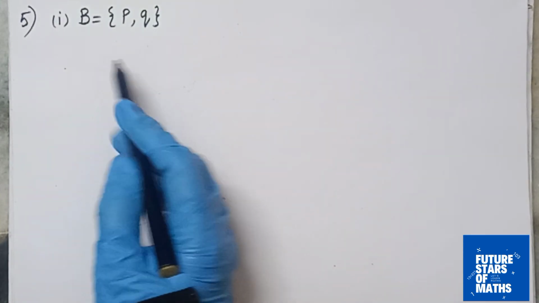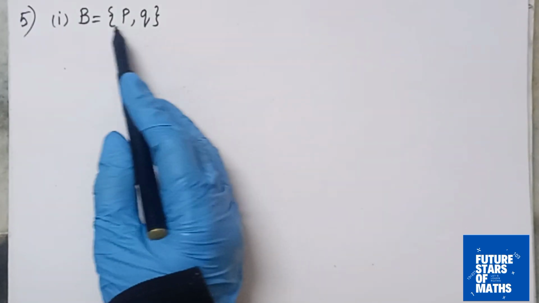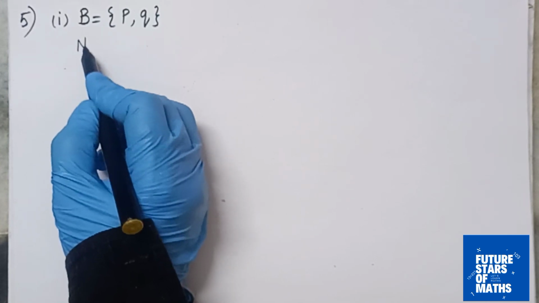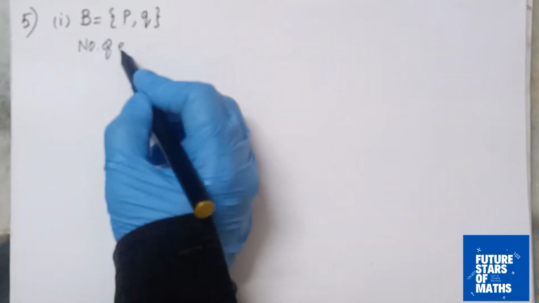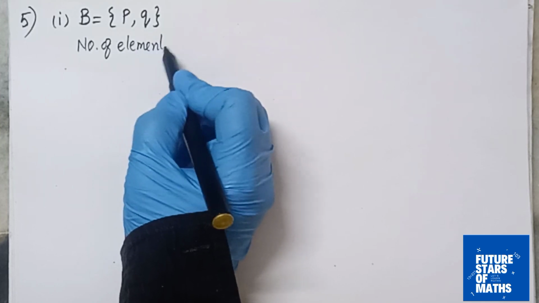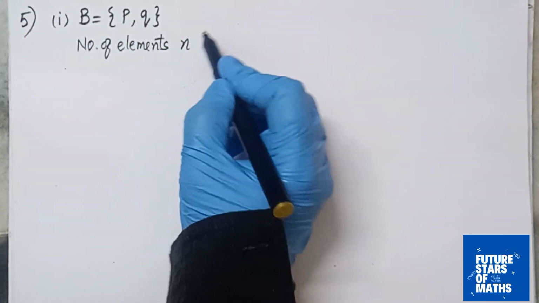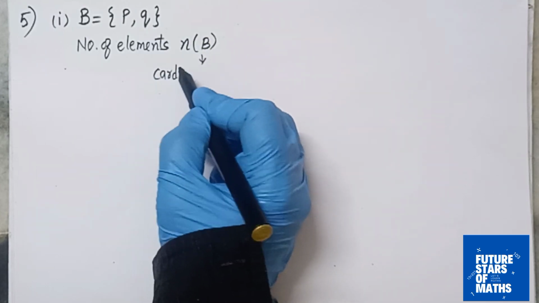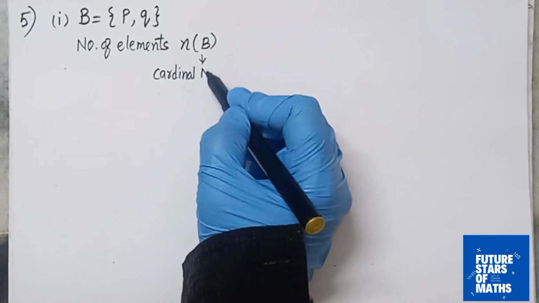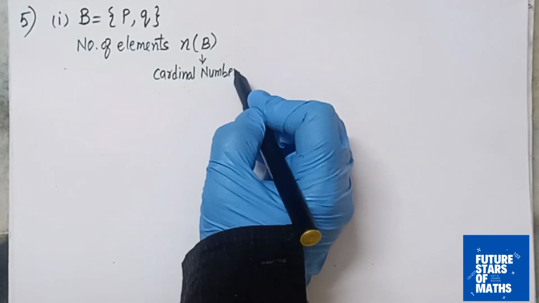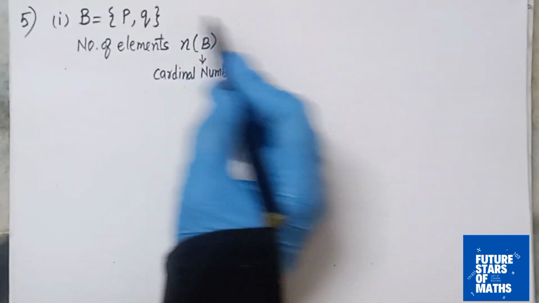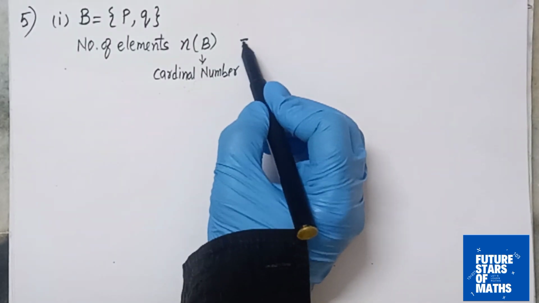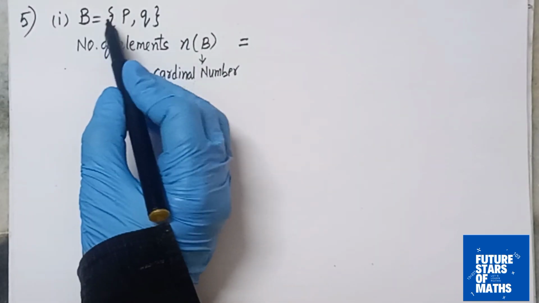Whatever set is given, first we have to know how many elements are there in that set. So first we'll write the number of elements. We represent this as n of B, and it is read as cardinal number. What do we call this? Cardinal number. What does this mean? The number of elements present in any given set is known as the cardinal number. So what is the cardinal number of B here?